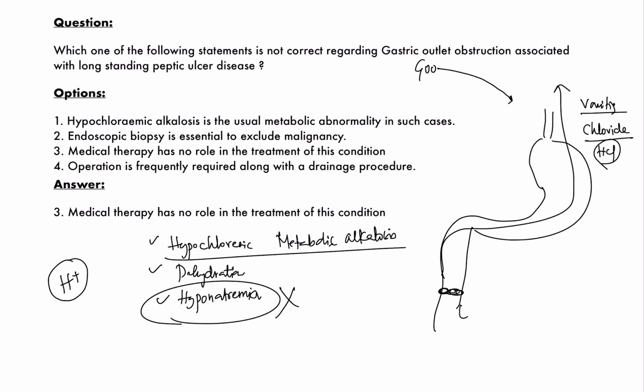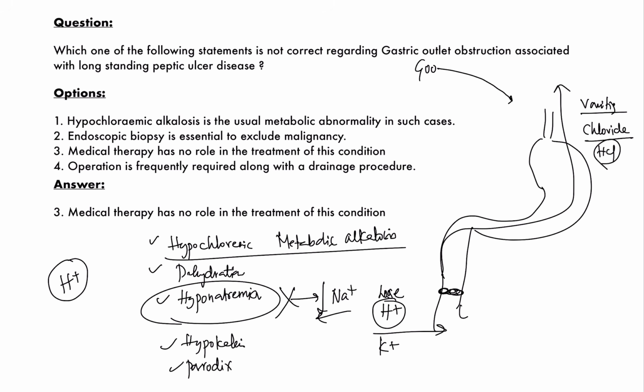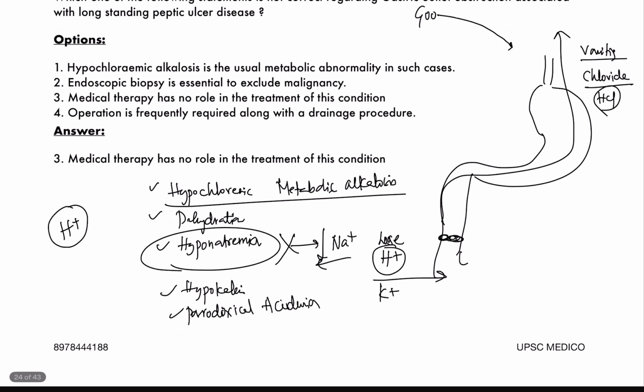To combat hyponatremia, the body will retain sodium and it will lose H plus. To retain sodium, it will lose H plus. And it will lose K plus. So the patient will now develop hypokalemia and the patient will now develop paradoxical aciduria. What I'm trying to tell is, actually there is alkalosis.